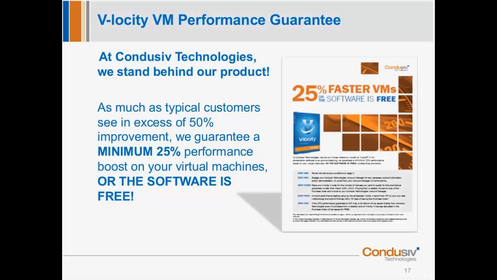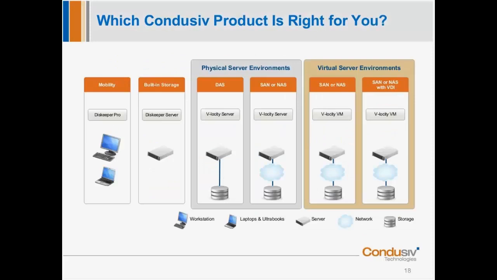And then Mike Sullivan's actually teed this next slide up for me. So do you want to go to the next slide? Sure, absolutely. So we've been discussing Velocity VM. However, Conducive offers a suite of high-performance software solutions that can increase performance across your entire organization. Software that optimizes I/O for laptops and desktop systems, physical servers, and virtual servers. So the entire line of Conducive high-performance software solutions increase performance without any additional hardware.